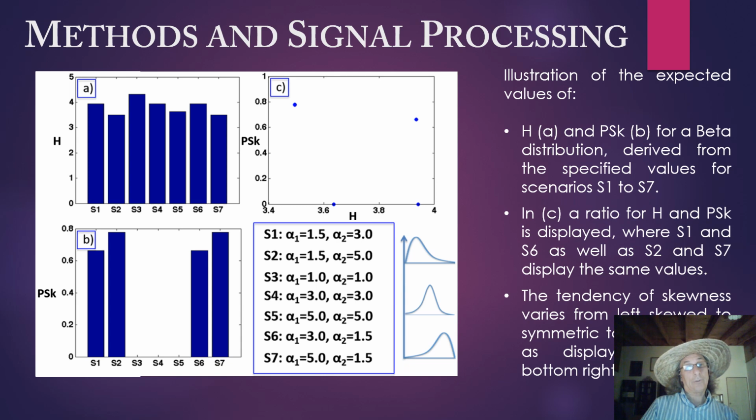For the Pearson skewness coefficient, we see that for S1 and S2 these are the same values, but for S3, S4, and S5 the skewness coefficient is 0, since it's a symmetric distribution and has no skewness. And you can start to see here that the higher the values of the Shannon entropy index, the lower the values of the Pearson skewness coefficient. So they behave in the opposite direction.